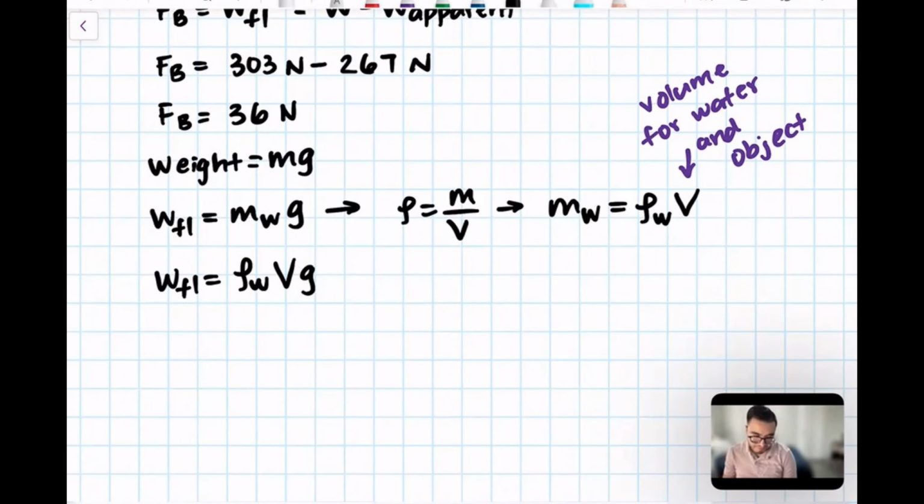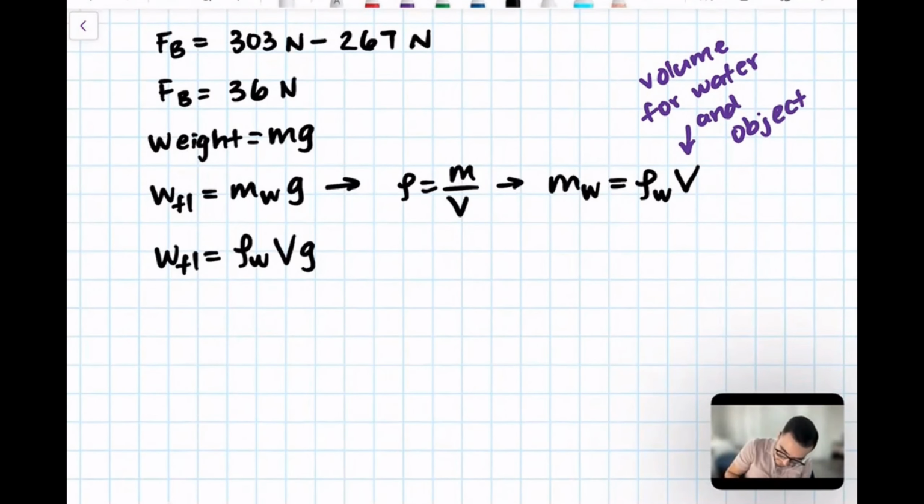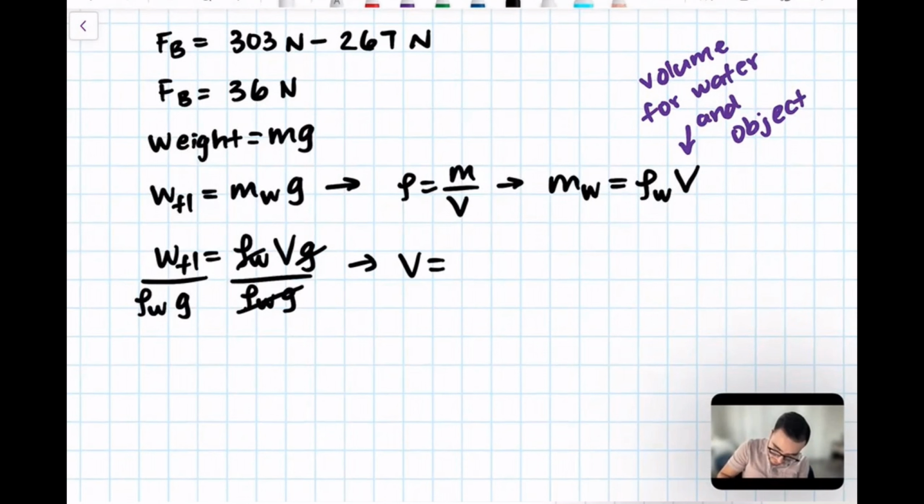Okay. So let's solve for volume. We divide both sides by density of water and acceleration of gravity. And now we have that the volume is equal to the weight of the water, which was displaced, divided by the density of the water times the acceleration of gravity. And this is going to be also the volume for the object, okay? Same volume.